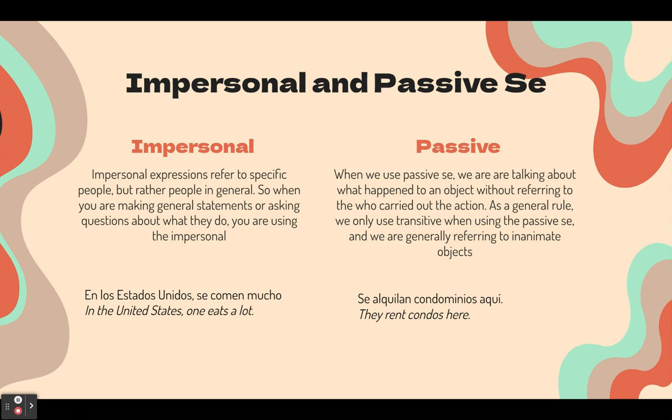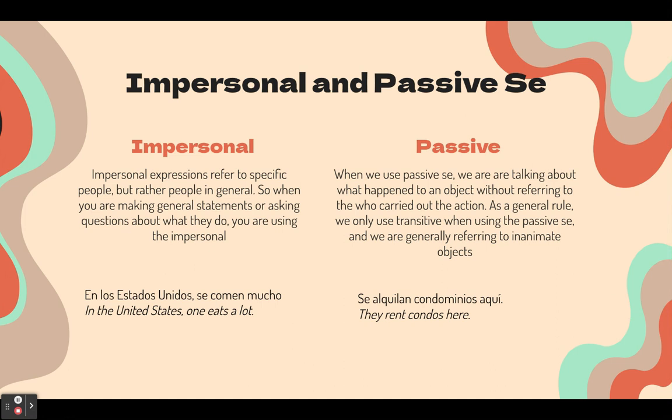Now, on the other side of things, when we are using the passive se, we're also similarly not really referring to a specific person. We're mostly talking about what happened to an object without really talking about who carried out the action. And as a general rule, we only use transitive verbs when we're using the passive se, and we are usually referring to inanimate objects. There are some times, like in slang, where we do use the passive to refer to actual people, but that's not very common.